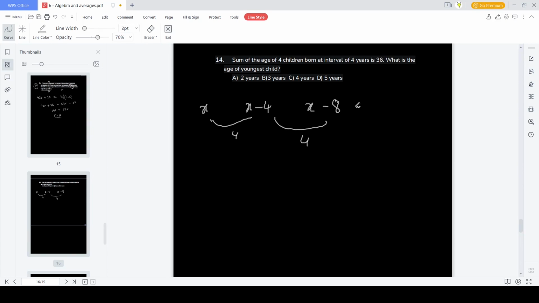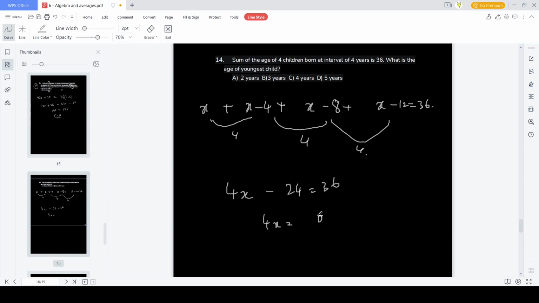There's again a 4 years gap here, and the last guy is x minus 12 years old. Again, a 4 years gap here. If you add all of this, they are telling it adds up to 36. That is the sum. That is 1x, 2x, 3x, 4x's. So 4x minus 24 is equal to 36. So 4x is equal to 60, x is equal to 15.